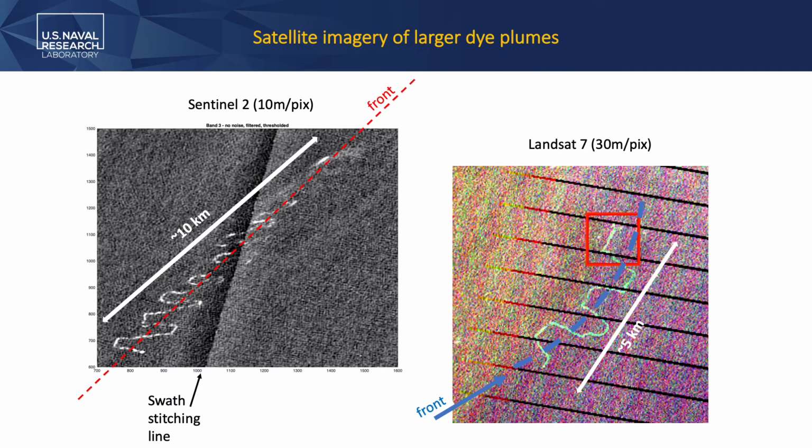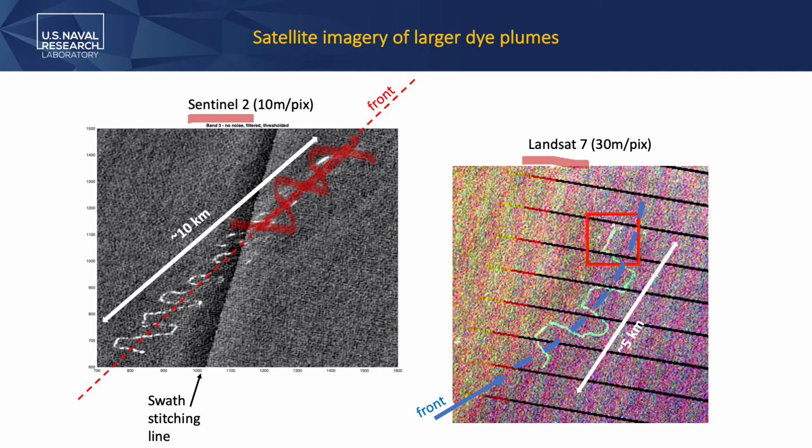On two occasions we were able to time large dye releases with overpasses of high-resolution satellites such as Sentinel-2 and Landsat-7. So here the dye plume was released in this zigzag pattern in and out of the front, and then as you can see, the older part of the front is not so visible anymore because dye spent more time in the water and got dispersed. But also you can see that it kind of converges on this front as the time goes by.